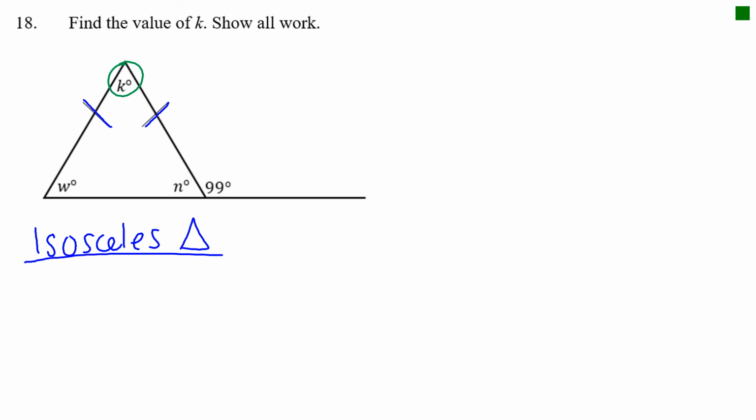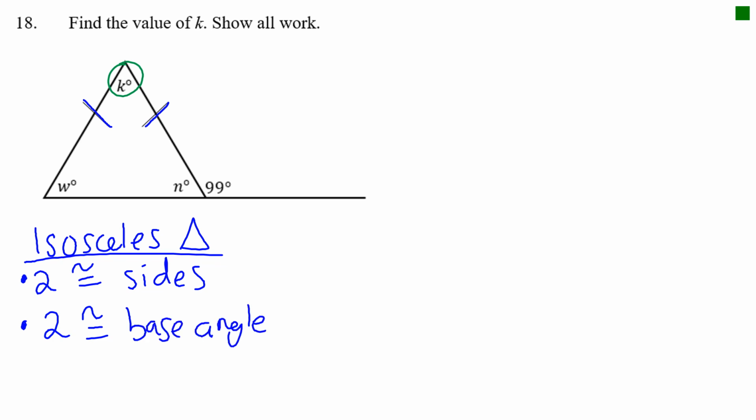In an isosceles triangle, we have 2 congruent sides. We also have 2 congruent base angles. And base being basically the side that it sits on. So the angle on the left and the angle on the right should be exactly the same. Now, here we have a straight angle that measures 180. It's created by angle N and by angle 99.